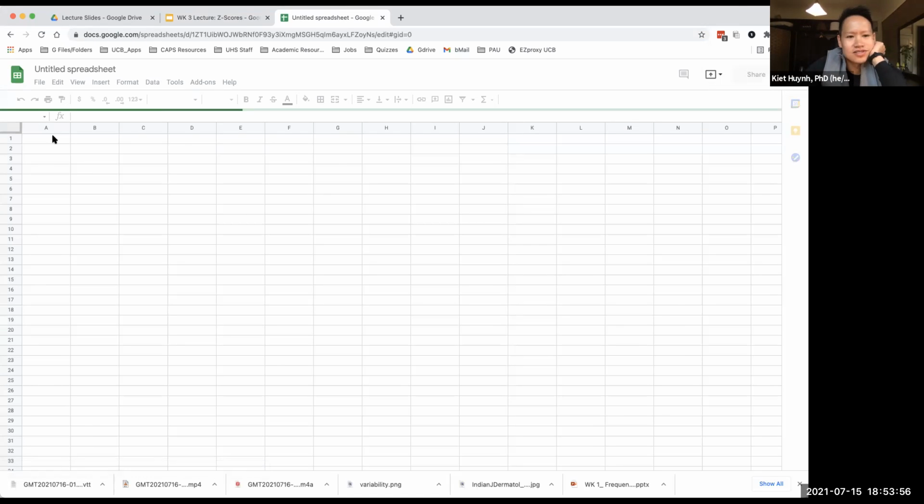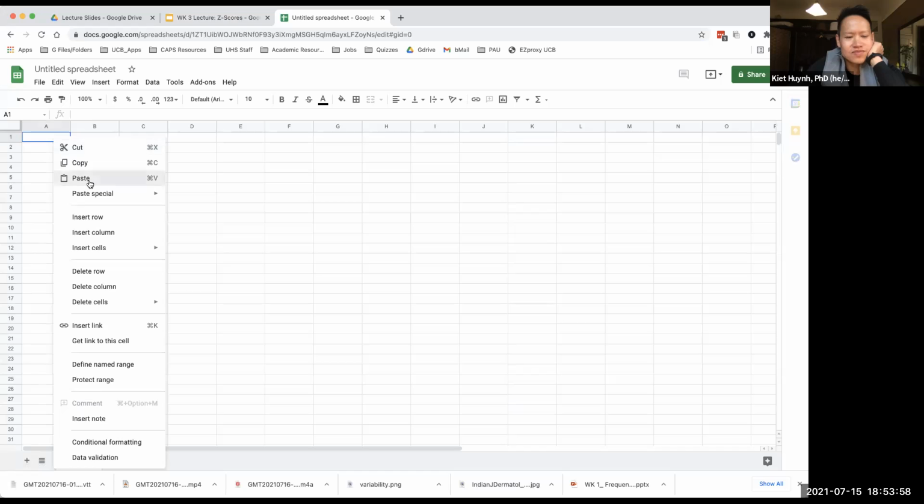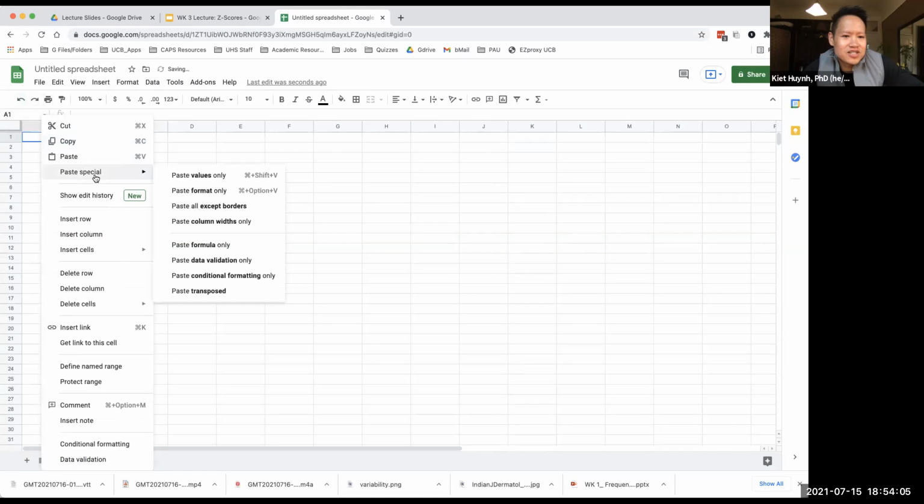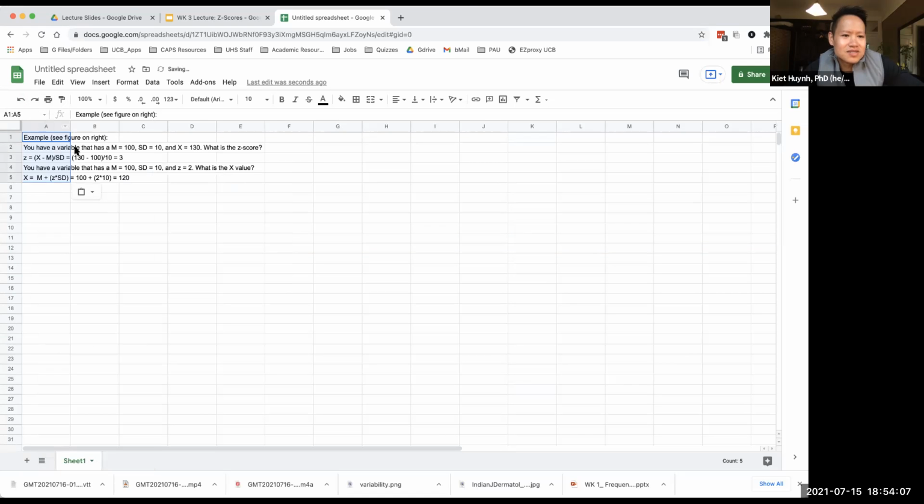Okay, so let's say we have, I want to paste the problem here. That's ugly. I'm gonna paste special, paste values only. This keeps the original formatting.